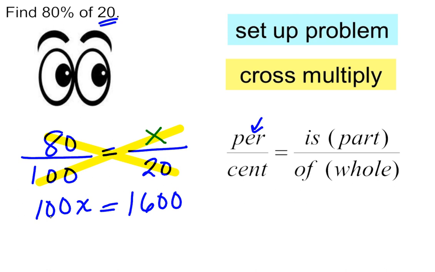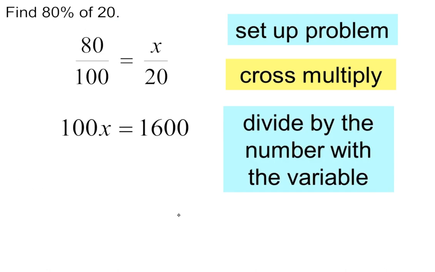Some of you might be able to see it. 100 times something equals 1,600. Some of you already got some number in your head. So keep that in mind, because our next step is that we're going to divide by the number with the variable, and it changes. Don't always assume it's 100. It's going to be 100 in this one because we're looking for the is. If we were looking for the percent, or if we were looking for the of, we would be dividing by a totally different number. So it's not always 100.